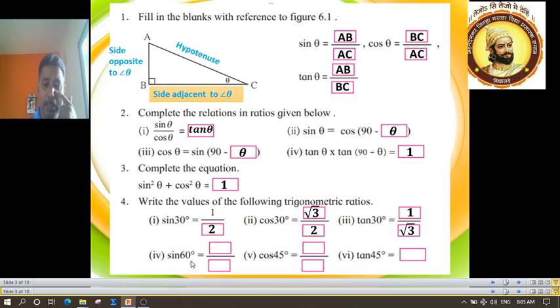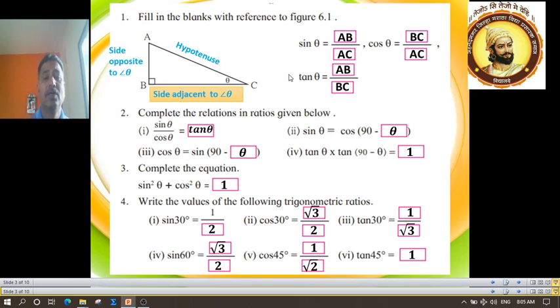Sin 60 degree and cos 30 degree are the same, so root 3 upon 2. Cos 45 degree is equal to 1 upon root 2. Tan 45 degree means sin 45 upon cos 45 is 1. So tan 45 degree is equal to 1.